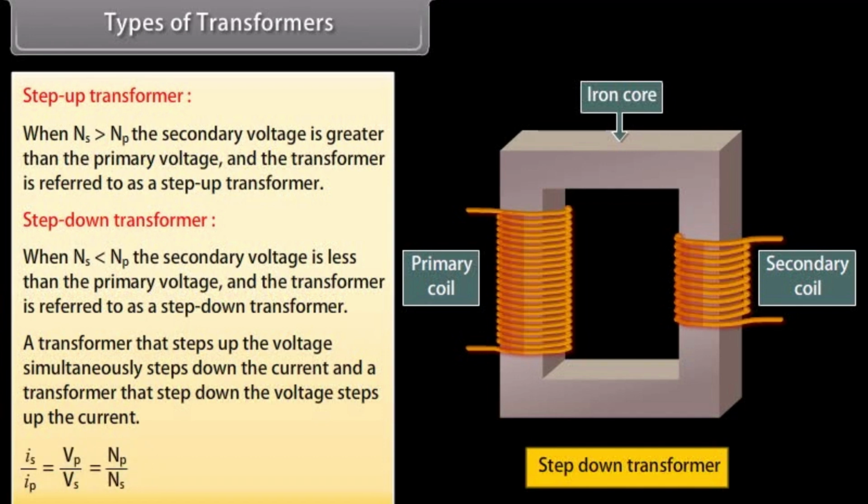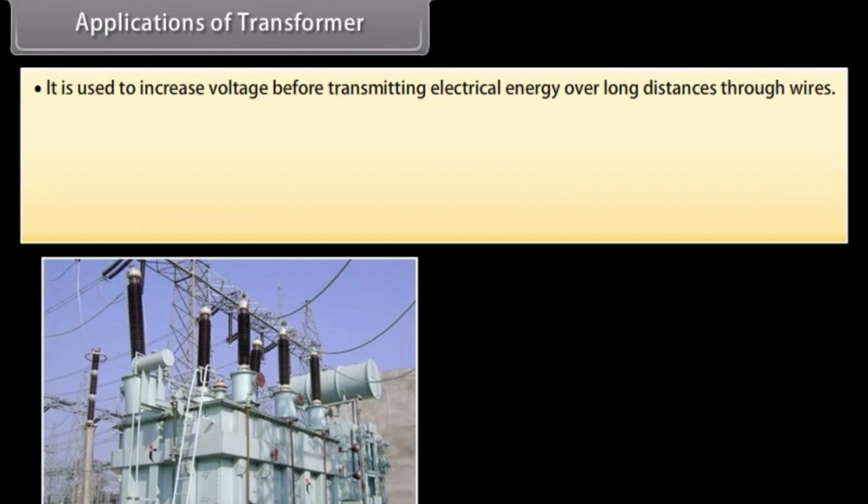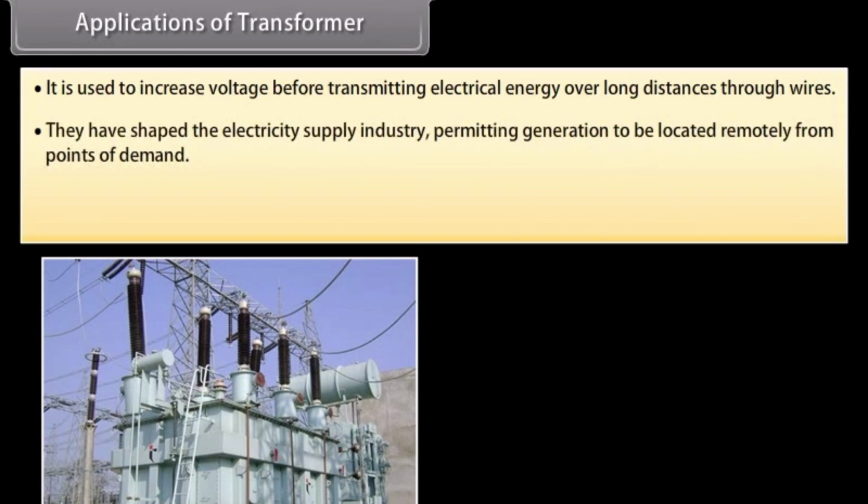Is by Ip is equal to Vp by Vs is equal to Np by Ns. Application of transformer. It is used to increase voltage before transmitting electrical energy over long distance through wires. They have shaped the electricity supply industry, permitting generation to be located remotely from points of demand.